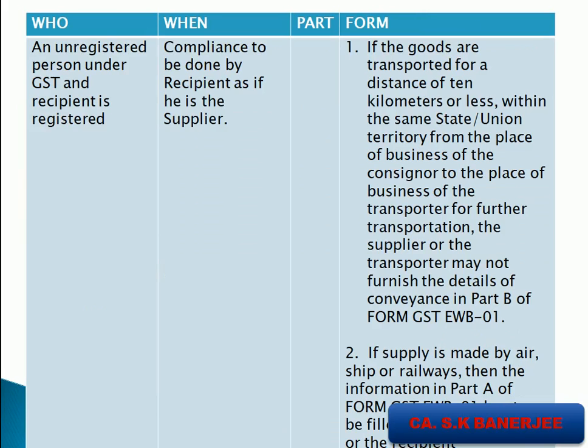Unregistered person under GST and the recipient is registered. Compliance has to be done by the recipient as if he is the supplier. We have seen this. So in cases where an unregistered person is transporting goods to a recipient who is registered, the recipient, being the registered person, has to comply with the e-way bill formalities. What he has to do is give the details regarding the transporter and all. He has to file Part A and Part B of the form GST EWB01.